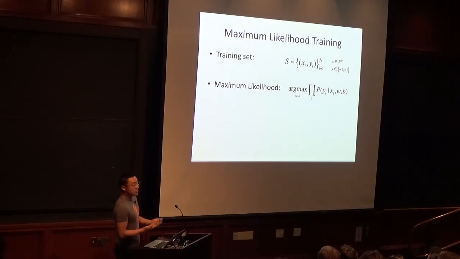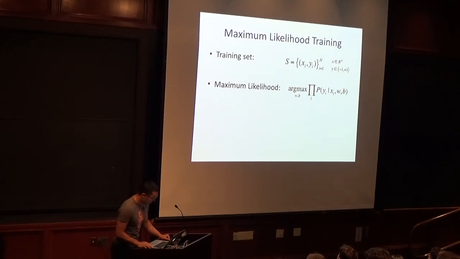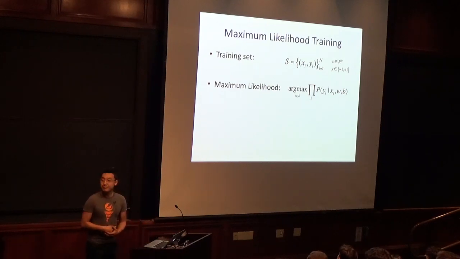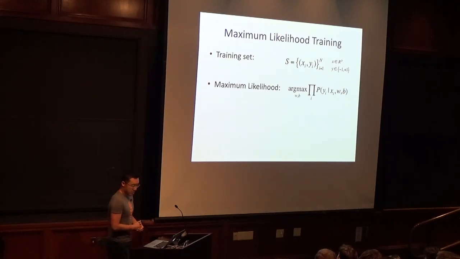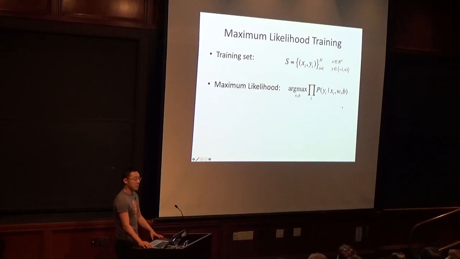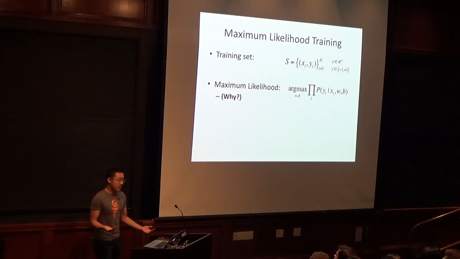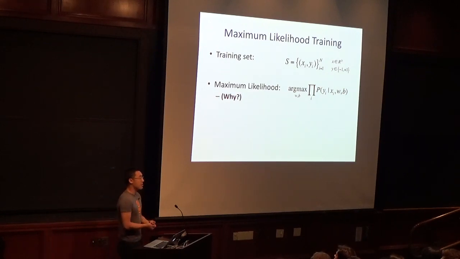So how do we train a logistic regression model? I'm going to start with a probabilistic interpretation. We have a training set of xy pairs, and our goal is to maximize the likelihood of the labels in our xy pairs given the model. We're going to maximize the likelihood as the product of the likelihoods of the individual xy pairs. Can anyone tell me why we maximize the product of the probabilities of the data points?